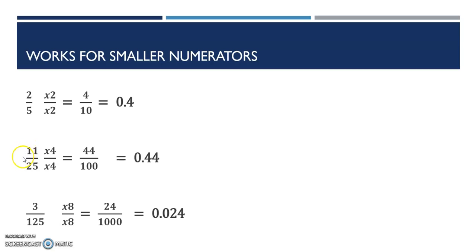So here our example is 11 over 25. So if you'll remember, you'll multiply both your top and bottom by 4. And in this example, it'll give us 44 over 100, and our answer will be 0.44.